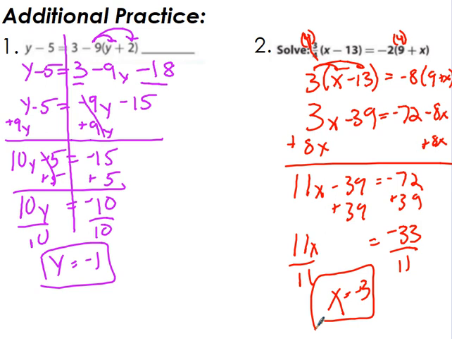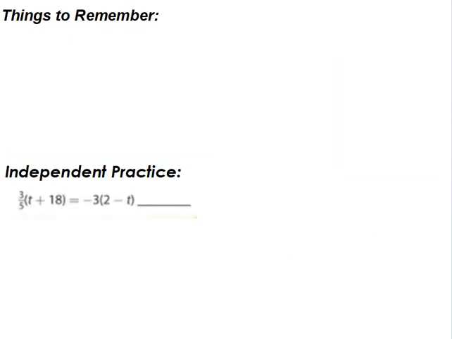Big thing is do the distributive property, simplify each side. If you want to get rid of the fraction, you are able to multiply, but do not multiply inside the parentheses. Okay, I would probably jot that down under my things to remember.